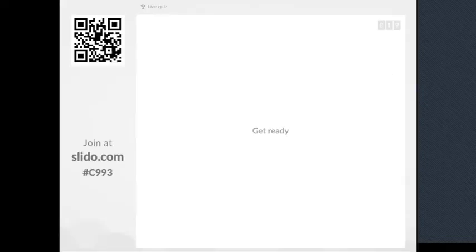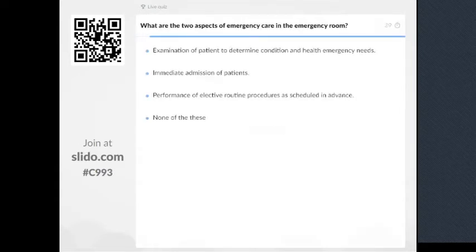All right, let's have another knowledge check and see if we can get some points here. So go to slide.com and see if you can join this question. What are the two aspects of emergency care in the emergency room? Examination of patients to determine condition of emergency needs, immediate admission of patients, performance of elective routine procedures as scheduled in advance, none of this. So what is the correct answer?